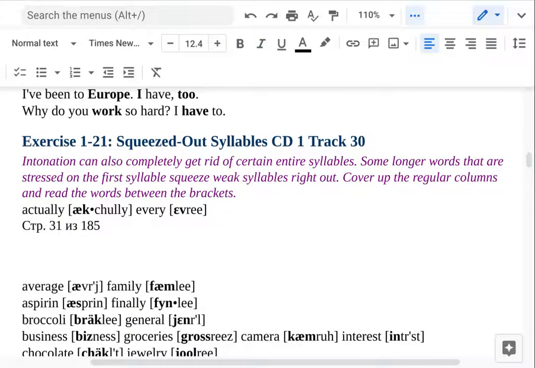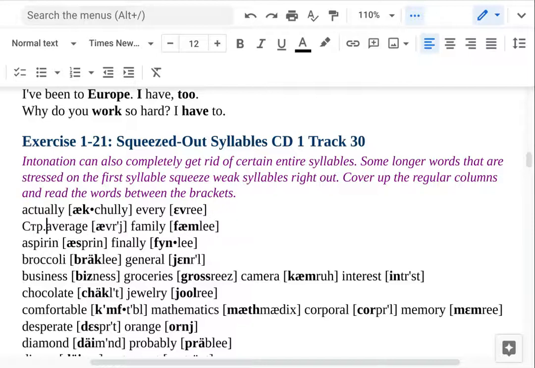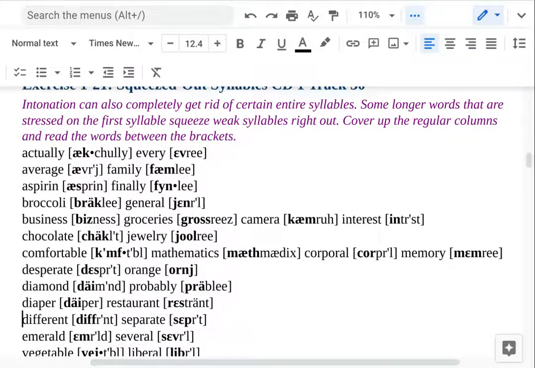Exercise 121, squeezed out syllables. Intonation can also completely get rid of certain entire syllables. Some longer words that are stressed on the first syllable squeeze weak syllables right out. Cover up the regular columns and read the words between the brackets.